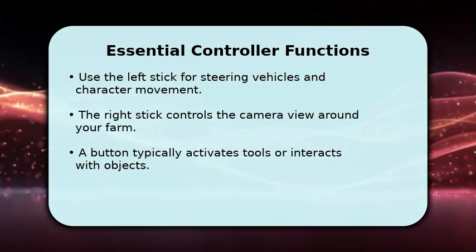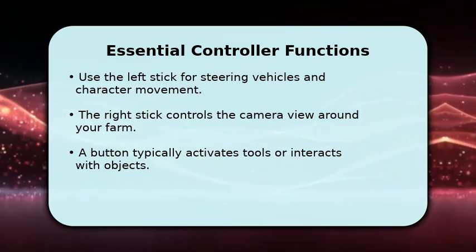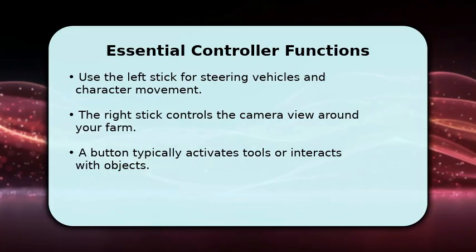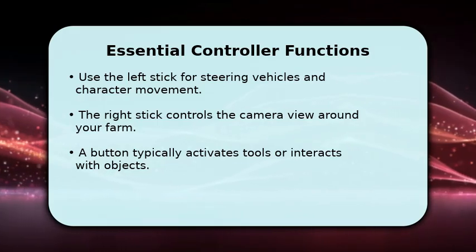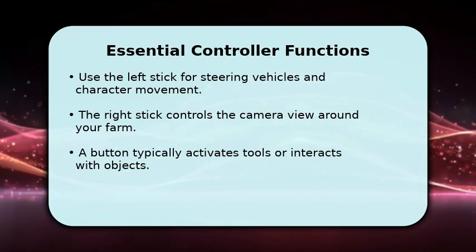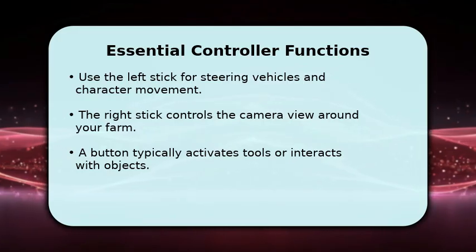The left analog stick is your primary input for steering vehicles and moving your character around the expansive maps. The right analog stick allows you to freely control the camera, giving you a full view of your operations. The A button is commonly used for activating tools or interacting with various objects, while the B button often functions as a cancel or exit command.